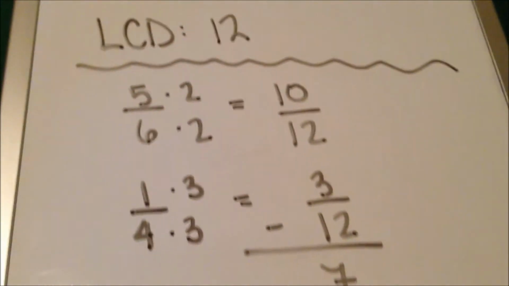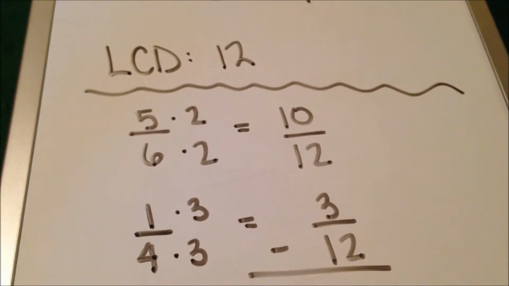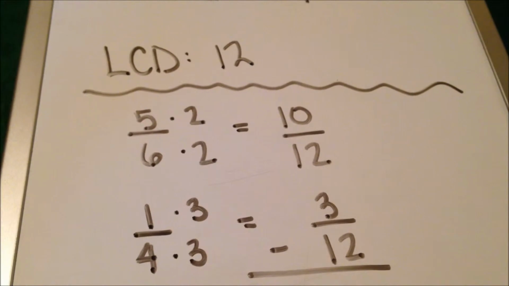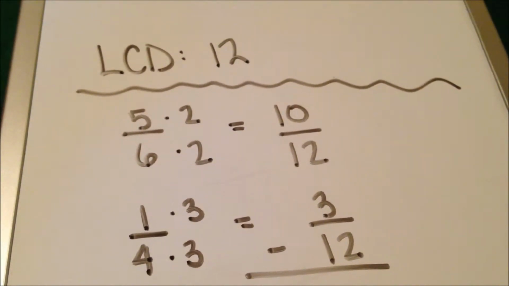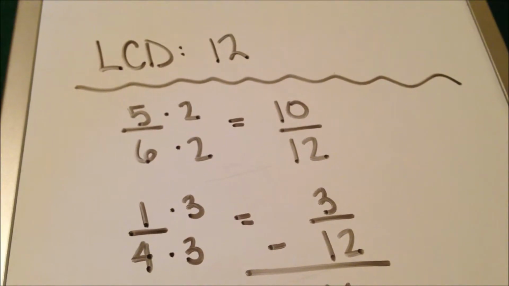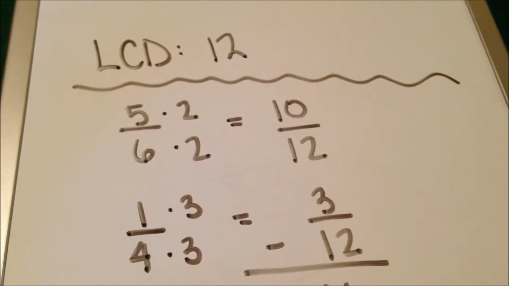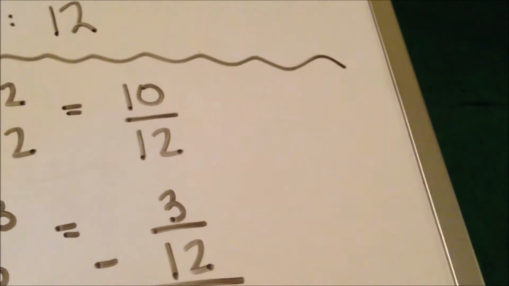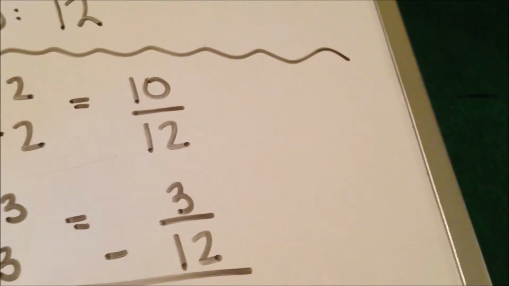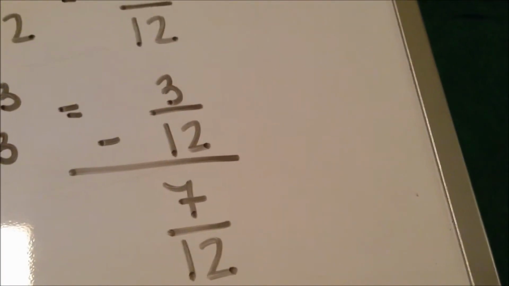Then let's create equivalent fractions. 5/6 needs to be multiplied by 2/2, so that 6 becomes 12. So we end up with 10/12. 1/4 has to be multiplied by 3/3, so that 4 becomes 12. So our new fraction is 3/12. Now we are ready to subtract. 10 minus 3 gives us 7, and the 12 remains the same. 7/12 is the final answer.